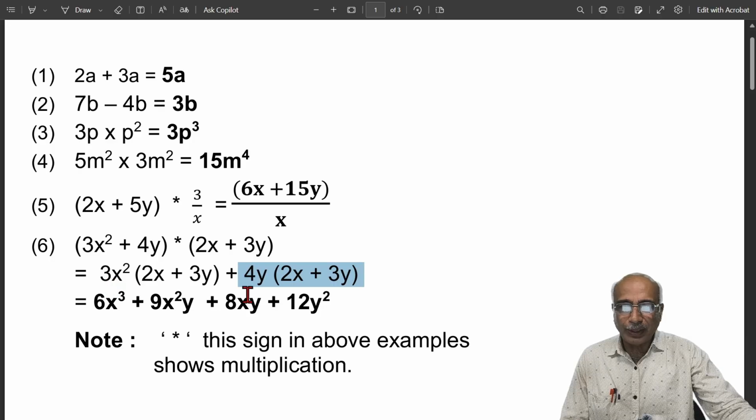When we simplify these brackets, we will get for this term 6x cube plus 9x square y, plus sign is here, and for the next term 4y into 2x plus 3y equals 8xy plus 12y square. I am sure you have understood these examples of what we have already studied earlier.